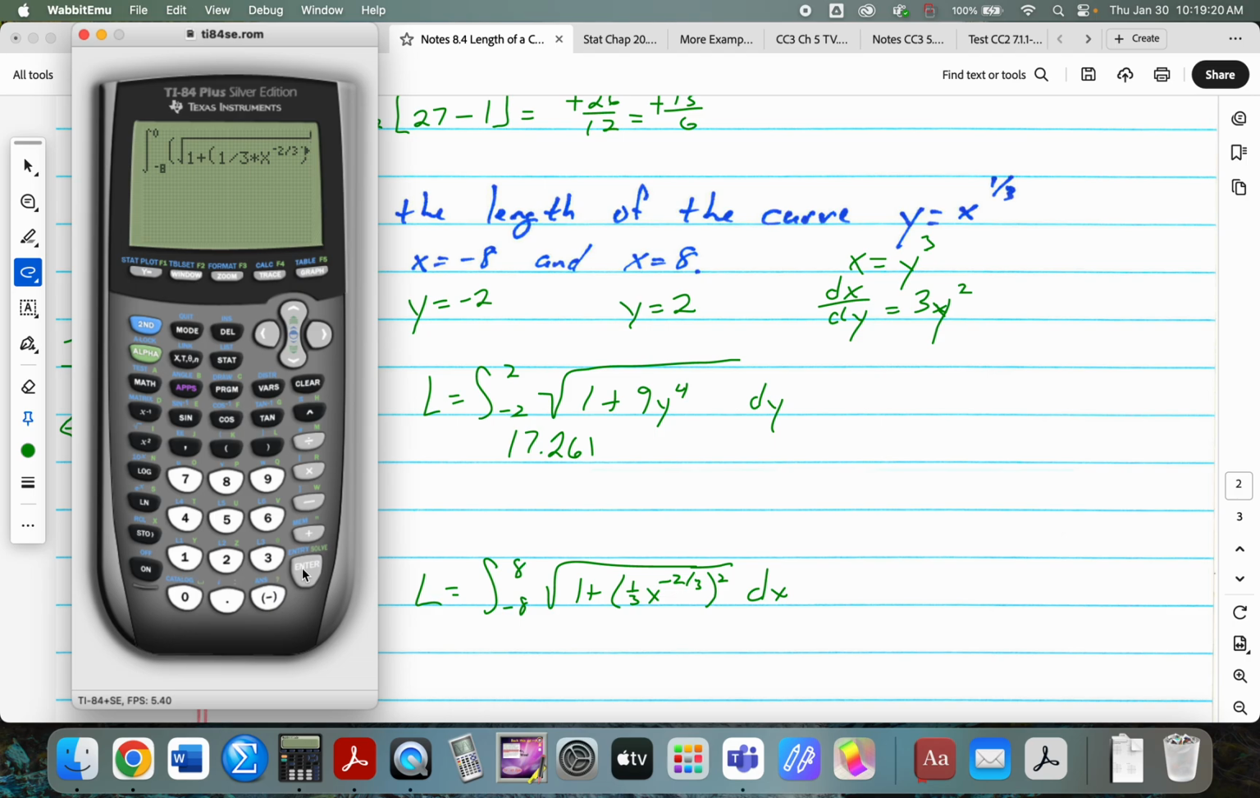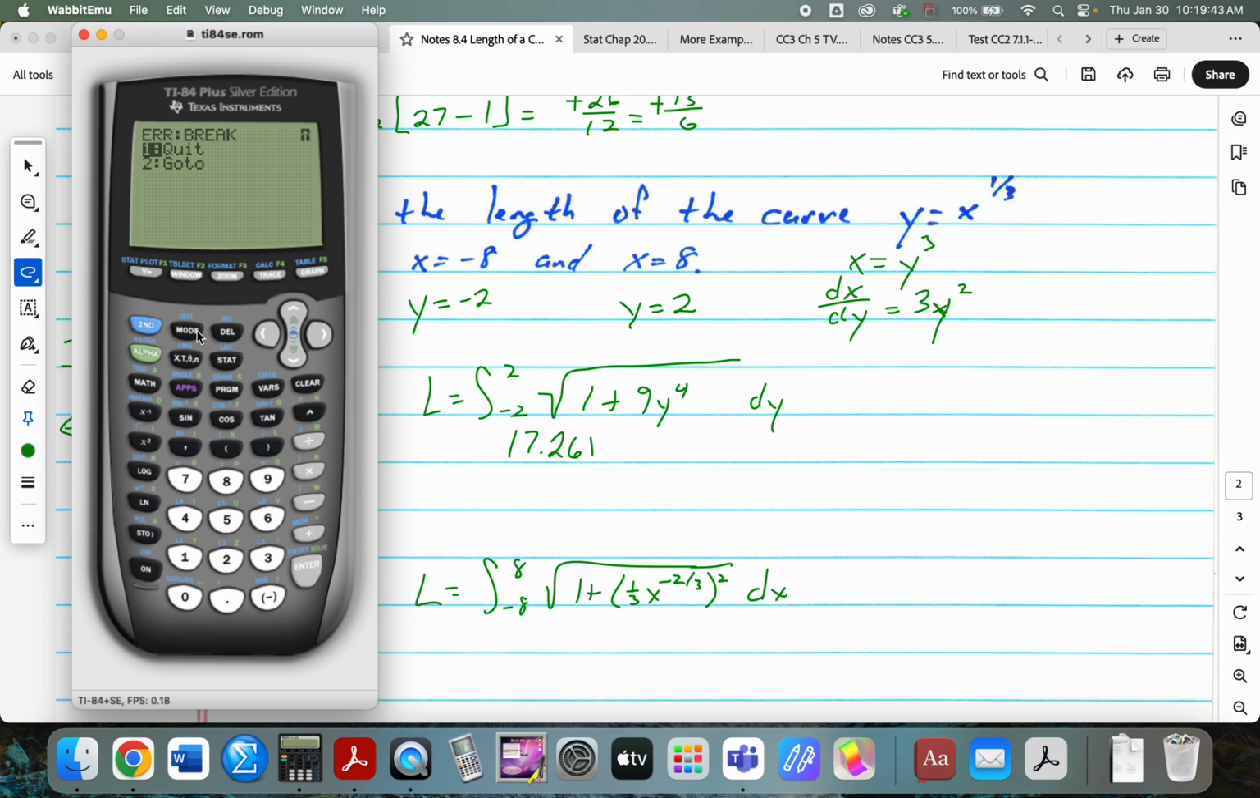Do you guys know now, because this does happen, how to get your calculator to stop when it's doing something like this? Because if you just press enter, it just ignores it. You got to press on, and that gets it to quit.